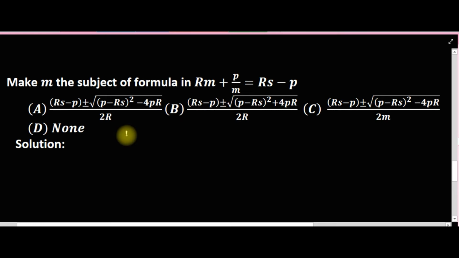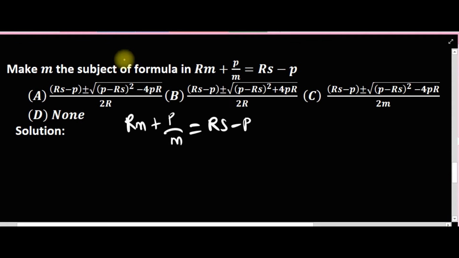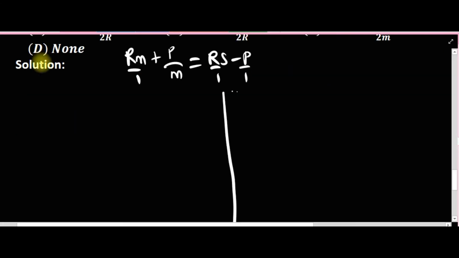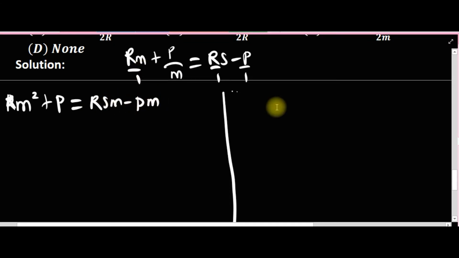So let's find the LCM first. To clear the bracket, you multiply each by their LCM. The LCM of 1, m and 1 is m. So multiplying each by m, we'll have rm squared plus p, and multiplying each by m, we have rxm minus pm. So we've cleared the fraction, the denominator.